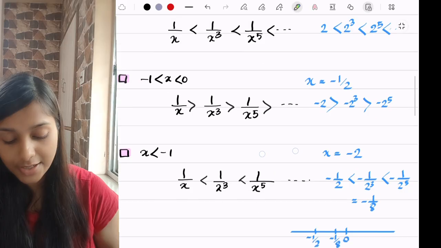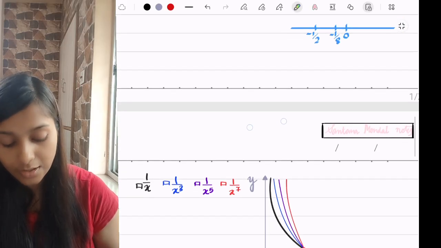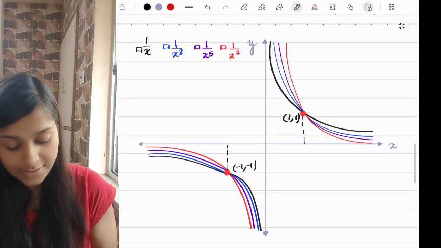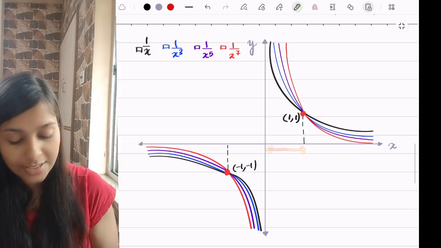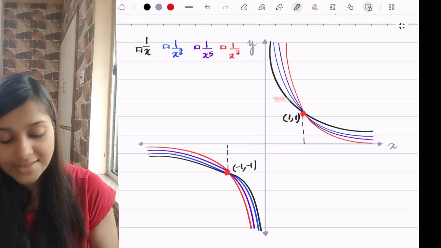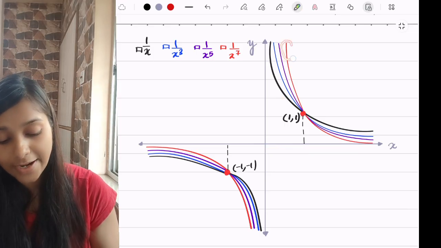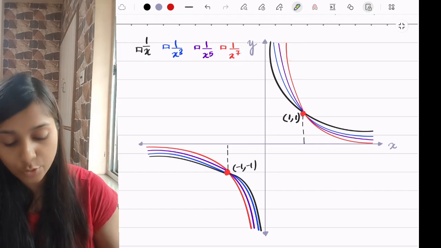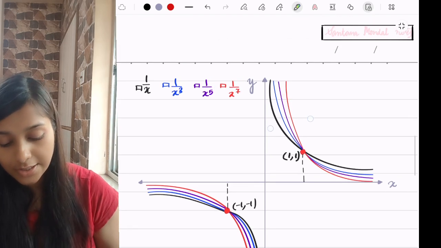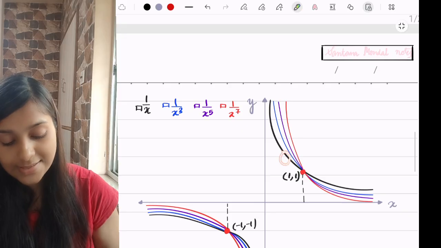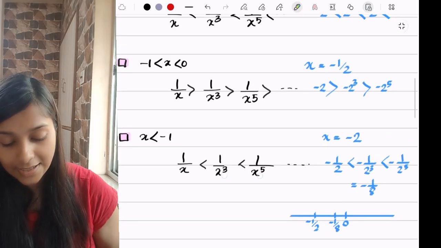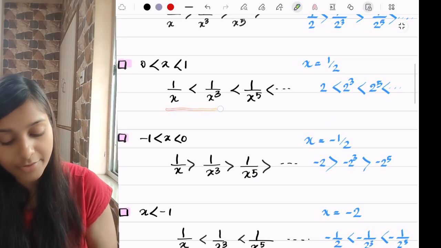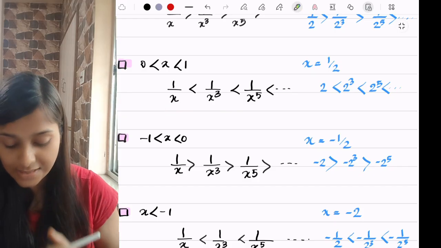Now let us check the middle interval, which is this one here. Here we can see that 1 by x is actually lower, and the red curve, which is 1 by x power 7, is at the highest position. So here we can see that 1 by x is the least, and from the condition it is obvious that 1 by x is the least among them.